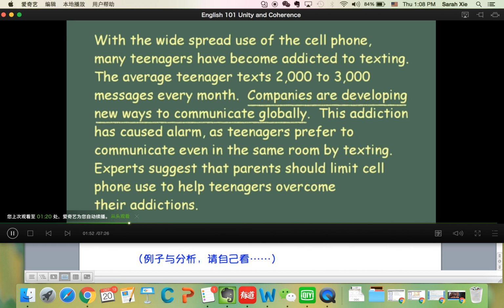Companies are developing new ways to communicate globally. This sentence is about companies developing new ways to communicate globally. It is not about teenagers becoming addicted to texting. This sentence breaks the unity of the paragraph.